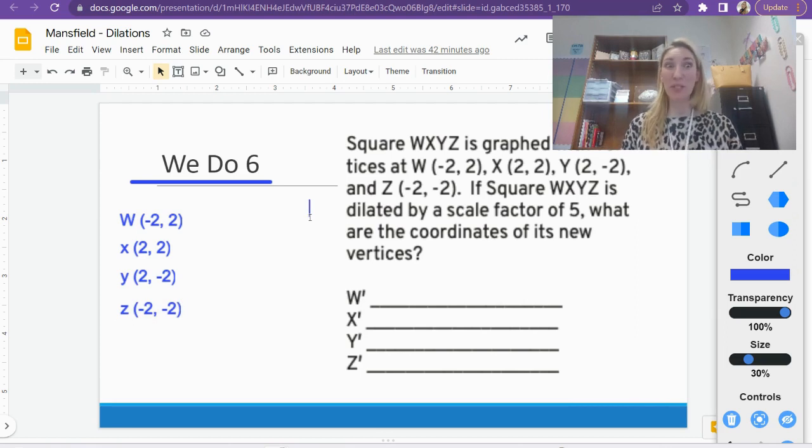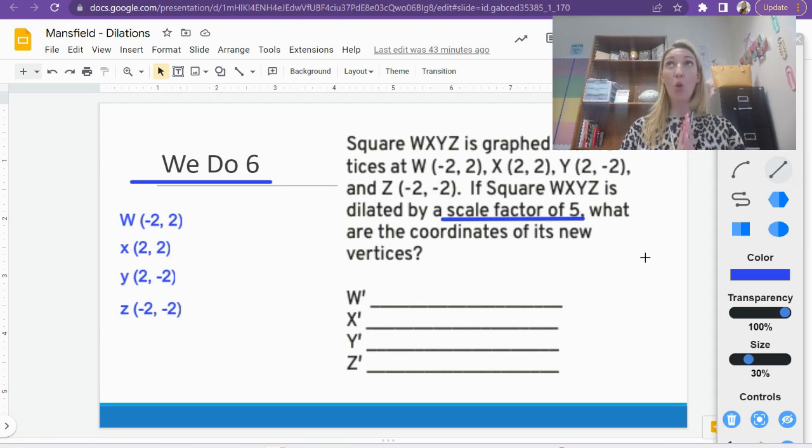Alrighty, guys. So I have our points over here. Hopefully you have that in your notebook or on your paper as well. Now let me keep reading. If square WXYZ is dilated by a scale factor of 5, very important term. Remember I told you when we talked about vocabulary in the beginning, very, very important term, scale factor of 5. What are the coordinates of the new vertices W prime, X prime, Y prime, Z prime? I want to know which ones are the new points.